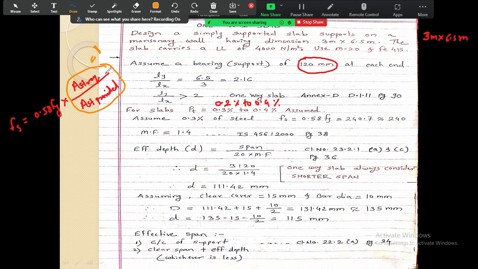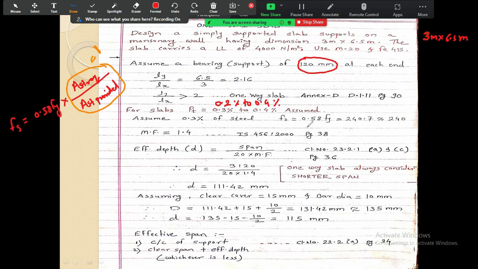Is that clear? Suppose the requirement of steel is 100 mm square. Then we are going to provide 100 mm square. That is our assumption. Actually, in practice we provide more than required. We design in such a way that we provide more than required, but the optimum thing is that whatever is required, we provide. That is why it is 1.